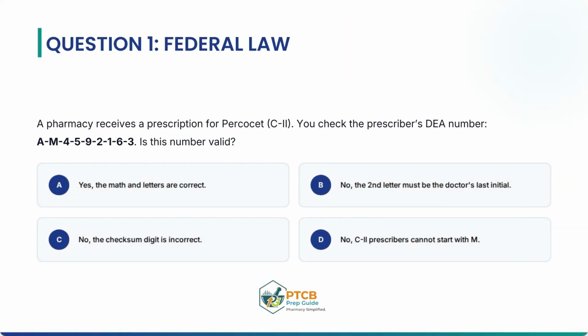A pharmacy receives a prescription for Percocet, a Schedule II controlled substance. You check the prescriber's DEA number, and it's AM4592163. Based on the standard verification formula, is this number valid? Option A, yes, the math and letters are correct. Option B, no, the second letter must be the first letter of the doctor's last name. Option C, no, the checksum digit is incorrect. Or option D, no, a Schedule II prescriber cannot have a DEA starting with M.